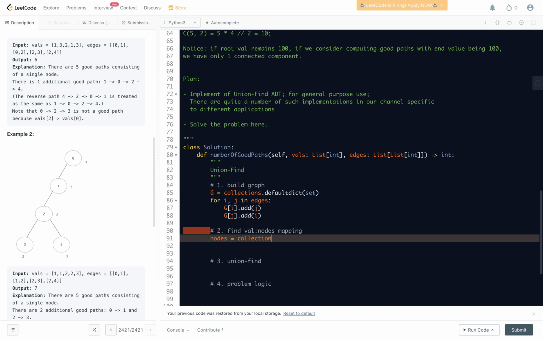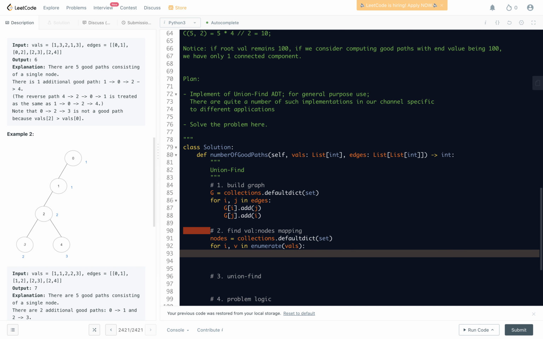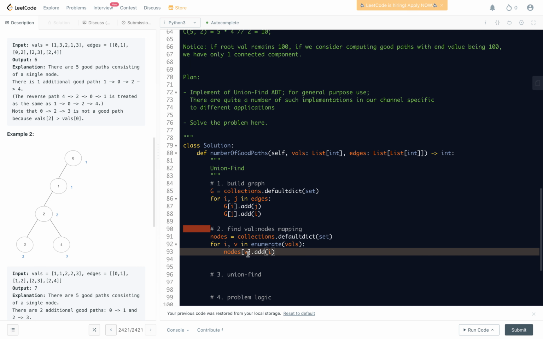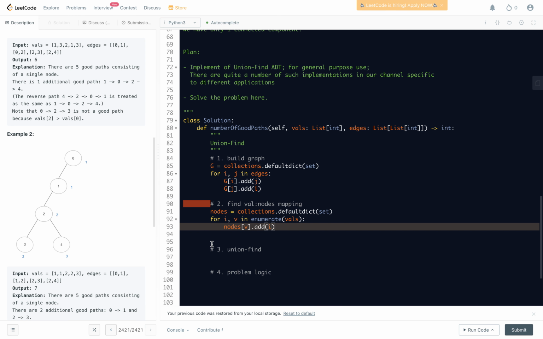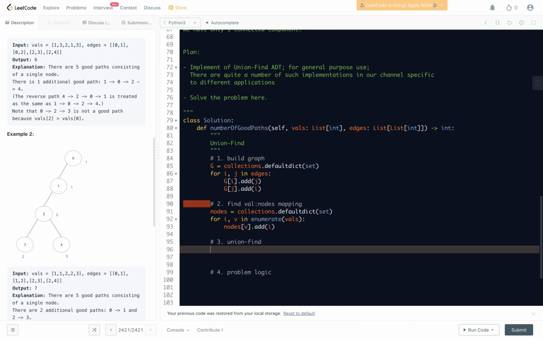The second part is that we want to find the unique values. I call it nodes. Again, I'm going to use collections default dictionary. This time I'm going to iterate over the values: for i, v in enumerate values, where i will be the node and v will be the value. So we do nodes of v, which is the unique value, and then we add i. In other words, we partition all the nodes according to their values. So this is the second part.